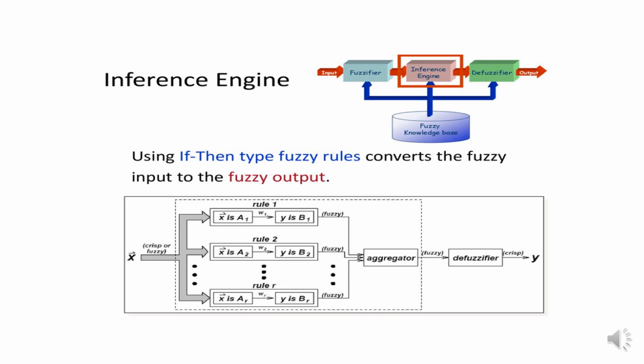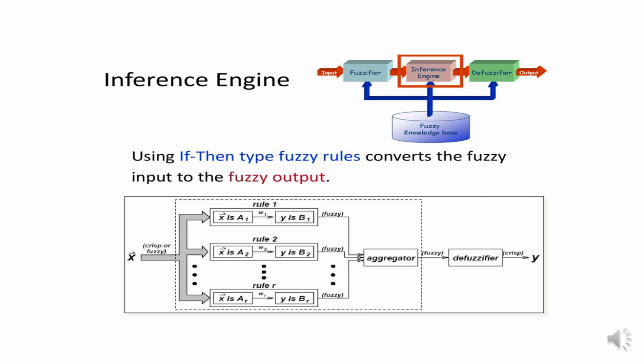Now if you go for the inference engine, you can see it uses if-then type fuzzy rules, which convert the fuzzy input to a fuzzy output. This inference engine plays a very important role between the falsifier and defalsifier. The input can be a crisp set or a fuzzy set, x bar, and that x bar is given. We can use various rules because we have used if-then rules: rule 1, rule 2, up to rule R. So x bar is A1 and y is B1, x bar is A2 and y is B2, and x bar is AR and y is BR.